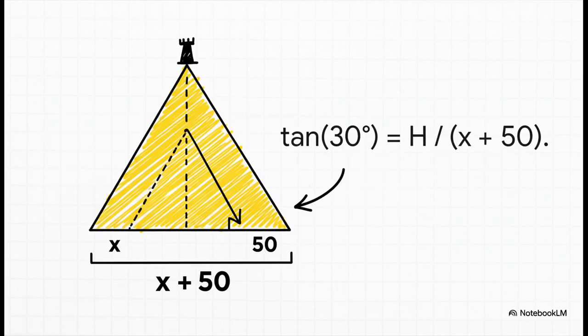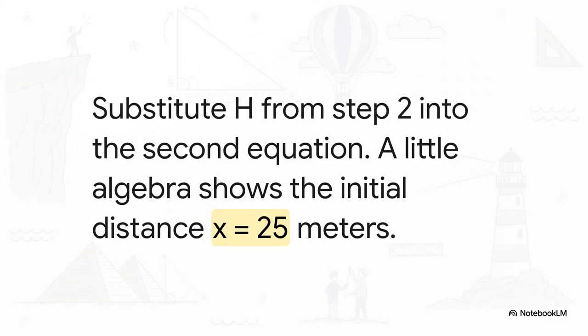Now let's look at the bigger triangle. The crucial point here, the part you can't miss, is the base. It's not just 50, it's the total distance, our original x plus the extra 50 meters. So we apply the tan ratio again, this time with the 30-degree angle, and bam, we've got our second equation. Now for the fun part. We have two equations and two unknowns, which means we can totally solve this. Let's take that expression for h from our first equation and plug it right into the second one. A little bit of algebra later, and we find out that the initial distance, x, is 25 meters.